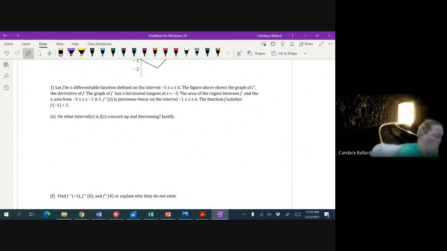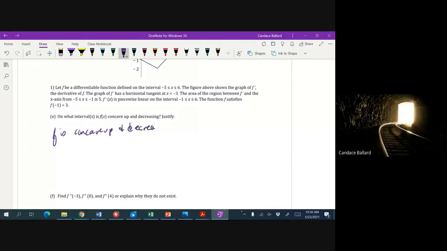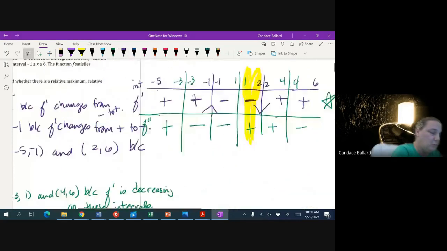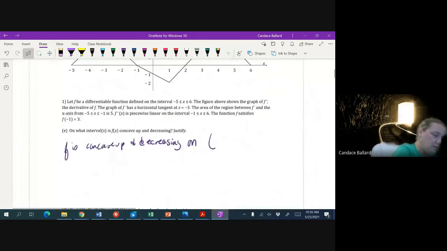So we would say that F is concave up and decreasing on, what did I say, 1 to 2. Is that right? Because I totally lost it. Let's see, 1 to 2, thank you. On 1 to 2, and this is always open, okay? Because concavity is open.